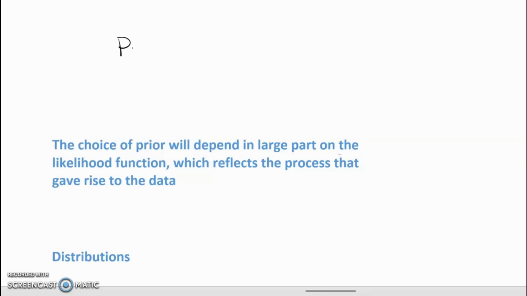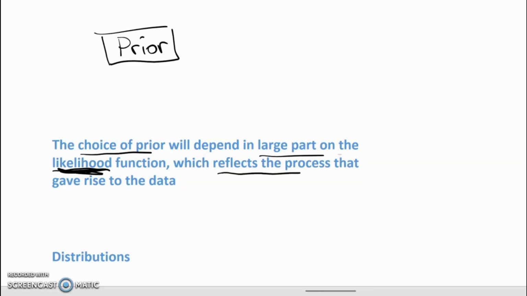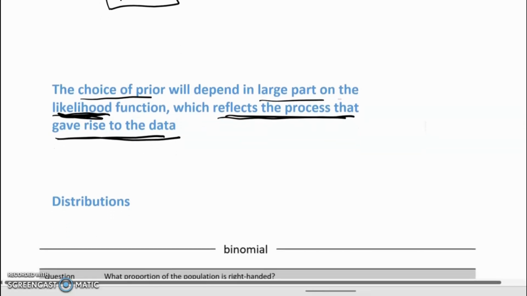So this week is all about choosing the prior. And the choice of prior is going to depend in large part on the likelihood function. So what this video is going to go over is the idea that the likelihood function reflects the process that gave rise to the data. That's a very important concept. And I'm going to do that through some examples.